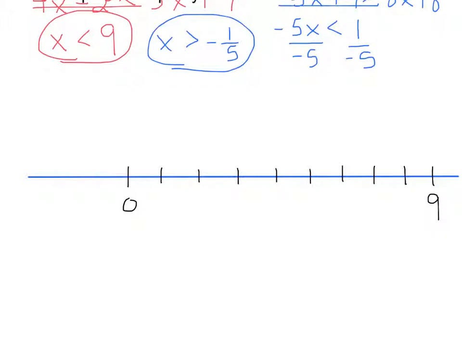And at 9, do I get an open or a closed circle? Open. Open because it's not equal to, right? So it's an open circle to the what? Shaded to the left. Okay. Let's not do our final shading till we see where the other one goes.